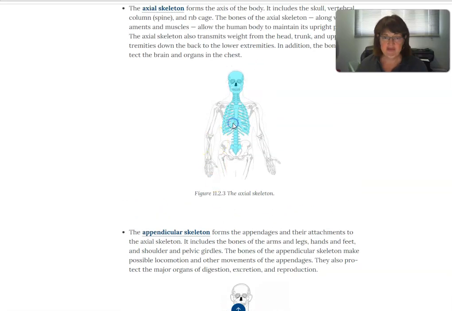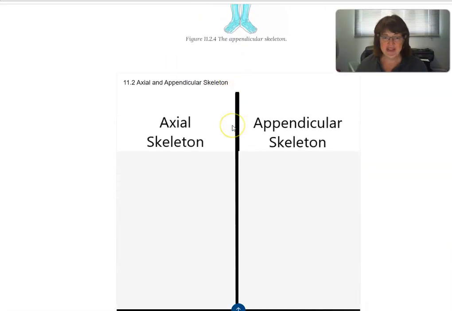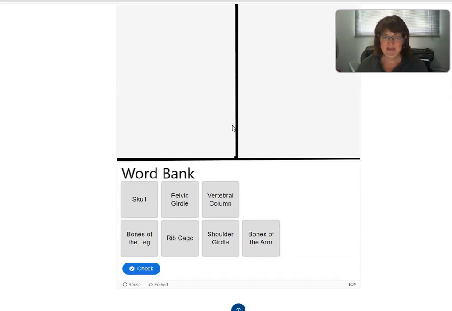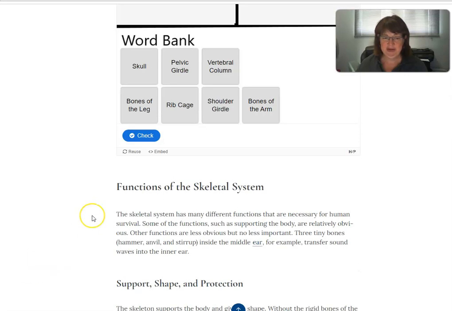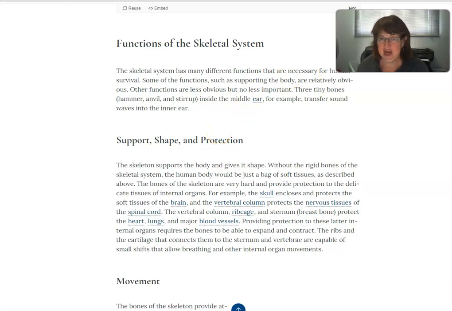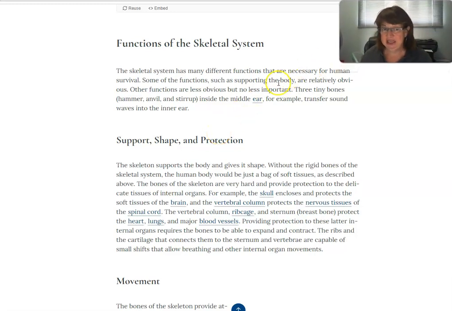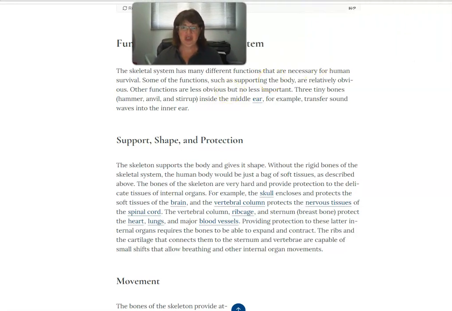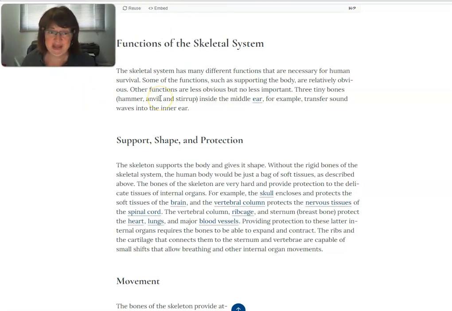Here's another picture of our axial and appendicular skeleton, and here's a little game you can play to keep them straight. Okay, as I said, there were 6 functions of the skeletal system. The first one we're going to look at is support, shape, and protection. So we're going to put them together.